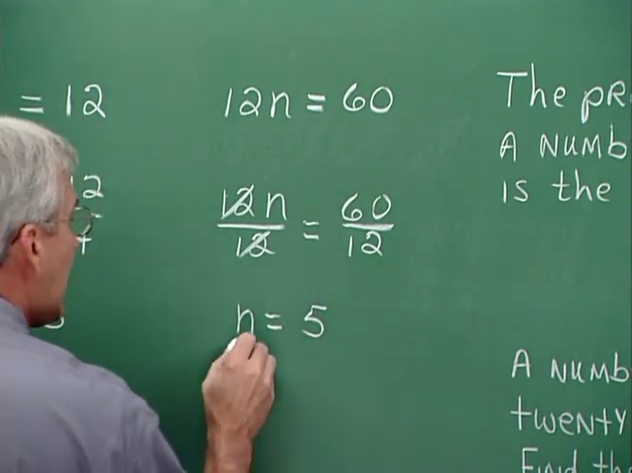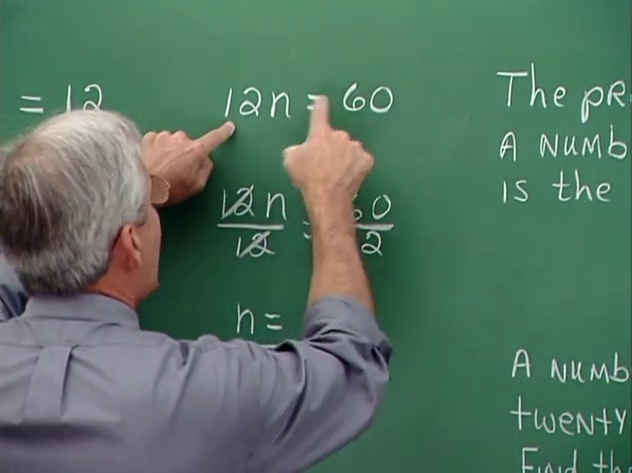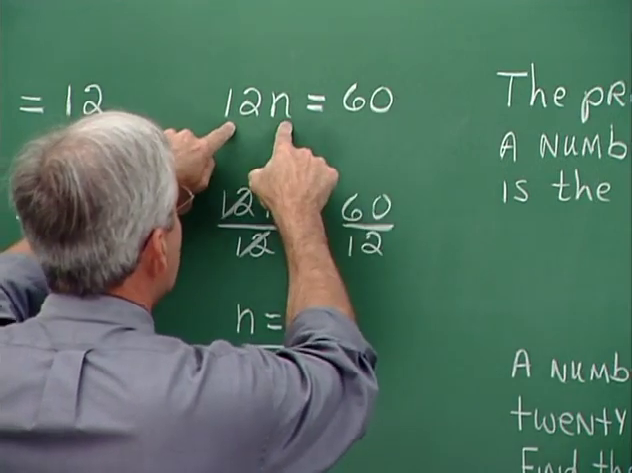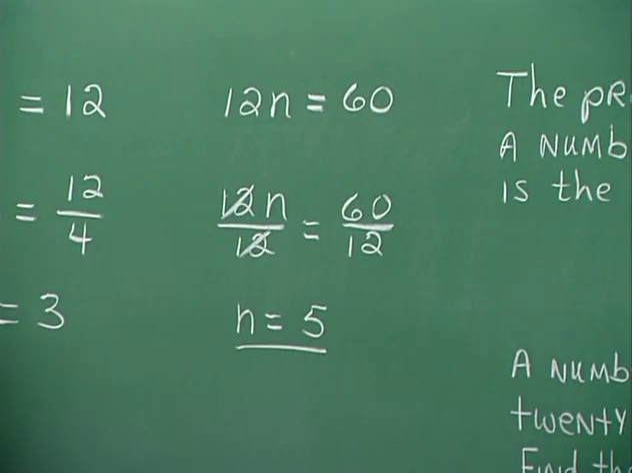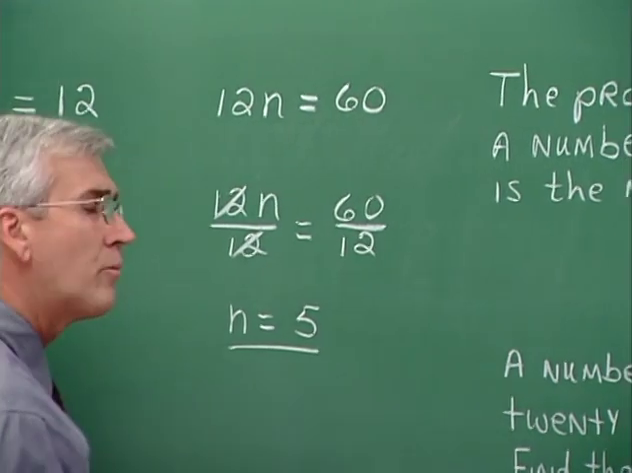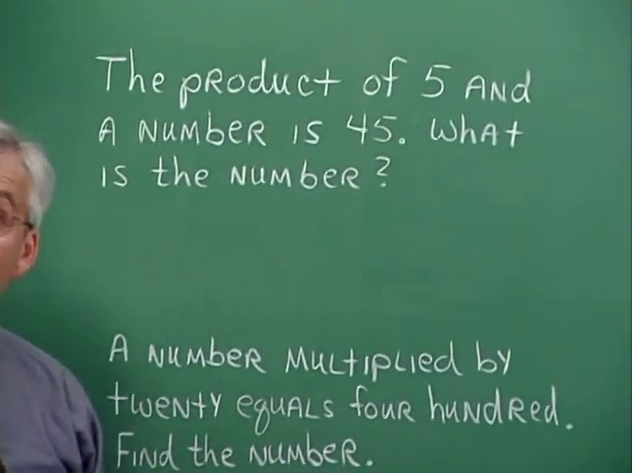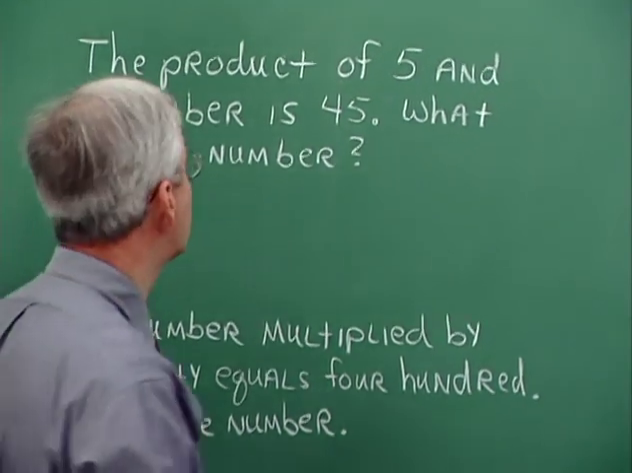And is it the case that 12 times 5 is equal to 60? 12 times 5 is 60. 60 equals 60, a true statement, so a valid solution. Word problems can lead to equations which we solve using these techniques.